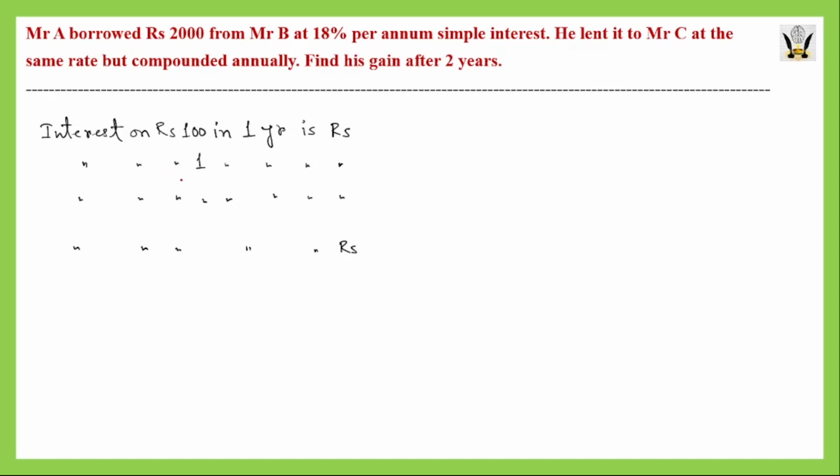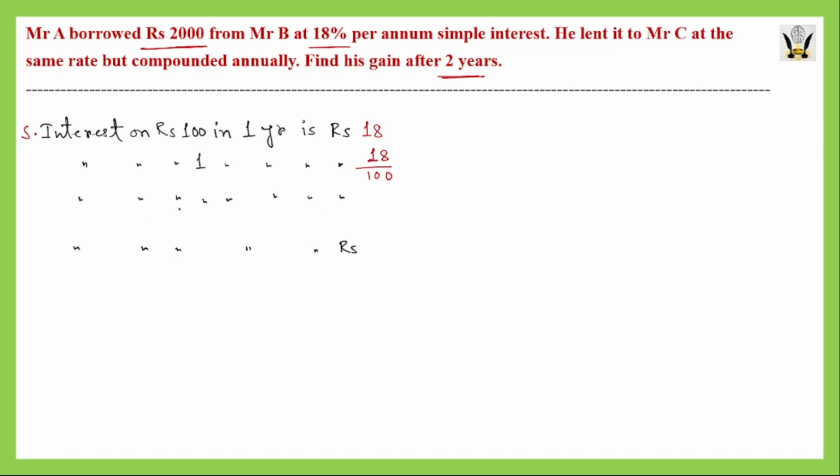So first we will find the simple interest. Mr. A borrowed from Mr. B. This time the principal amount is rupees 2000 and the rate of interest is 18% per annum simple interest, and the total time period is 2 years. So as per the concept of rate of interest that we know, 18% per annum means on rupees 100 in 1 year the total interest amount is 18. So when the time is same, that is 1 year, and if we are reducing the principal amount from 100 to 1, definitely it will be 18 divided by 100. That amount will be reduced proportionately.